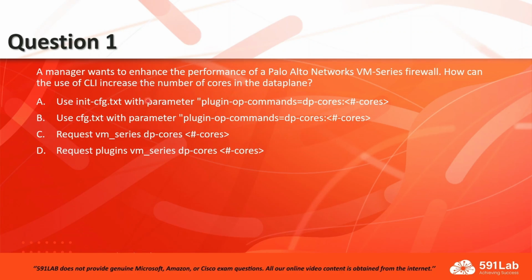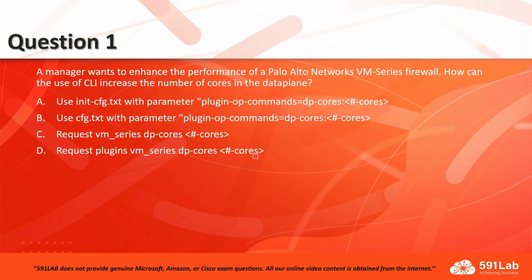And the options will be: A. Use init-cfg.txt with parameter plugin-op-commands=set-dp-cores:number-cores, or B. Use cfg.txt with parameter plugin-op-commands dp-cores, or C. Request VM-Series dp-cores, or D. Request plugin vm-series dp-cores number-cores.